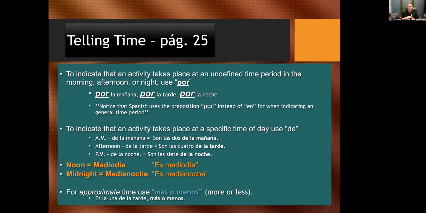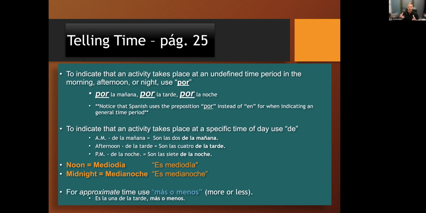We use the preposition por. Por is a way of saying "in" in this case, but we don't use the word en, which means in. So, for example, I have an appointment tomorrow in the morning. We would say por la mañana. In the afternoon or evening, por la tarde. And at night, por la noche. Okay? So the preposition por comes before la mañana, la tarde, or la noche, when it's a general time frame that you're explaining to somebody.